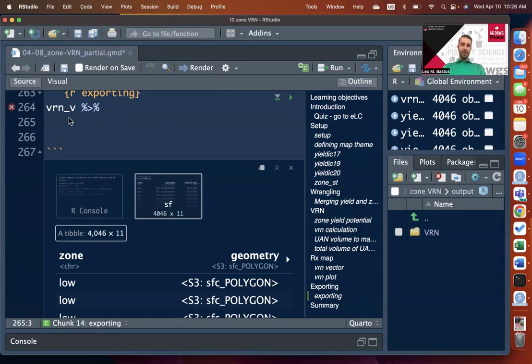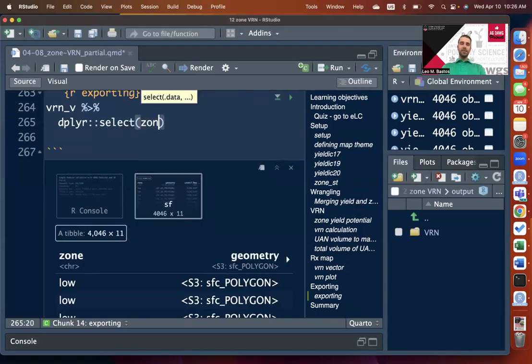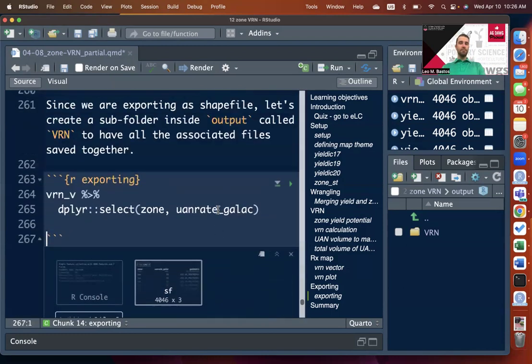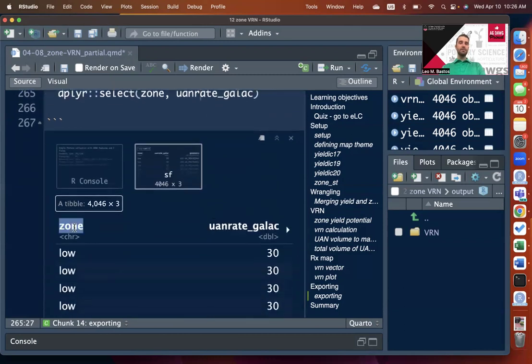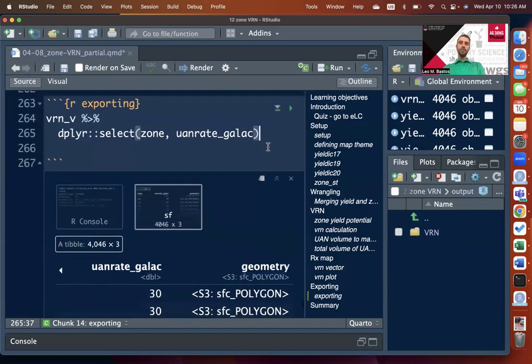So as Hejimar said, we're going to use dplyr select to only select the zone column and the UAN rate underscore gal AC. Because this is an SF object, the geometry comes by default. Even if you say that you are not selecting the geometry, it's still going to come by default, and you can just check that. So if we just select zone and UAN rate, it gives us that, but also gives us the geometry at the end by default. And then at this point, we can just export this to file.